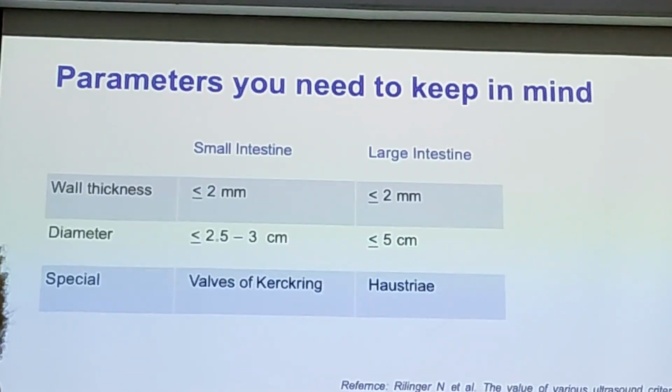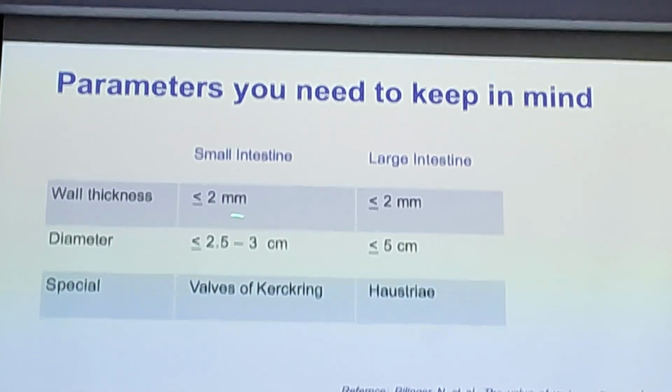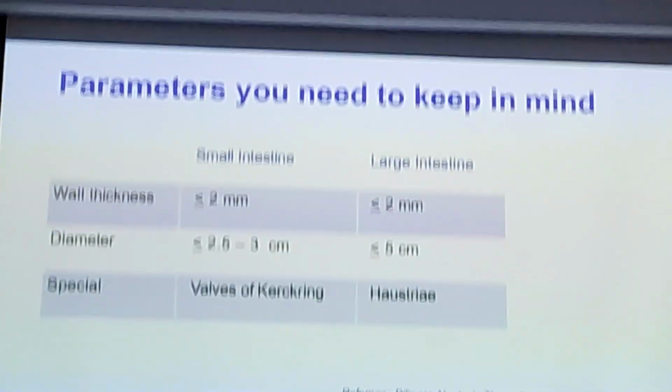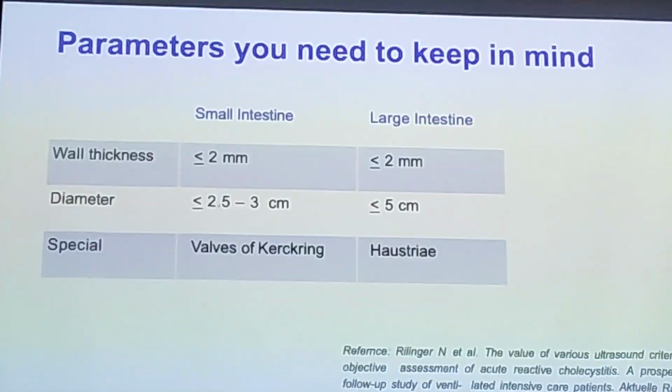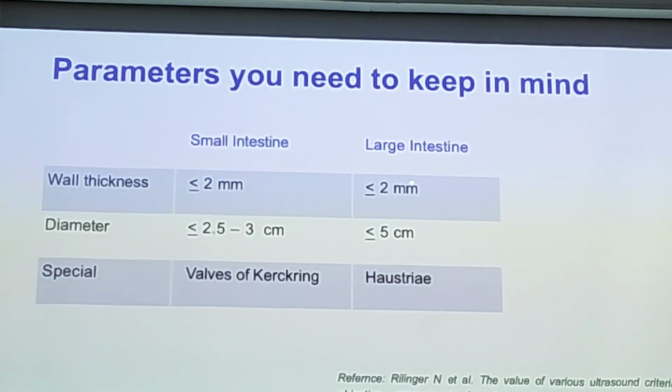Layer, and then we know exactly the normal wall thickness. And in the small intestine, this wall thickness should be below 2 millimeters. Everything above 2 millimeters is suspicious. The same is true for the large intestine.